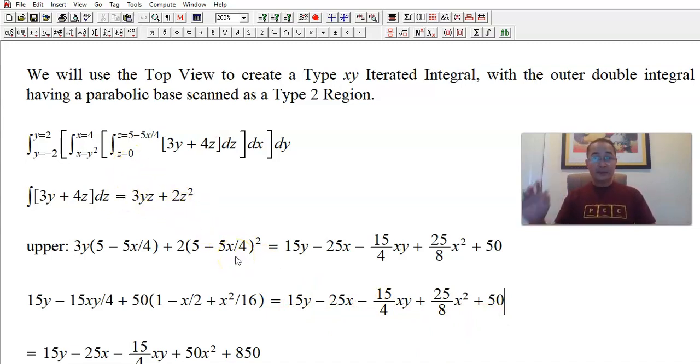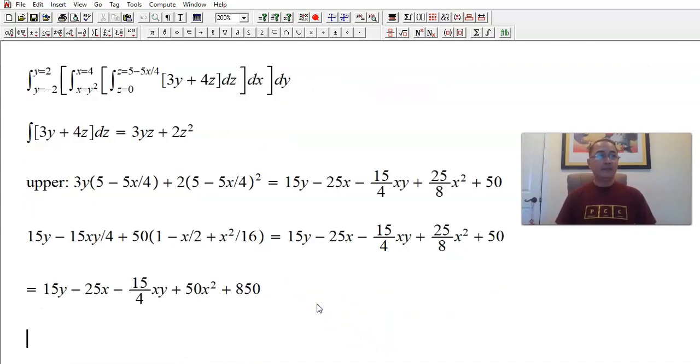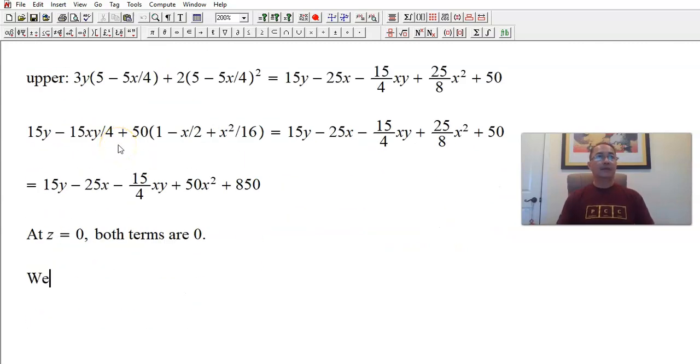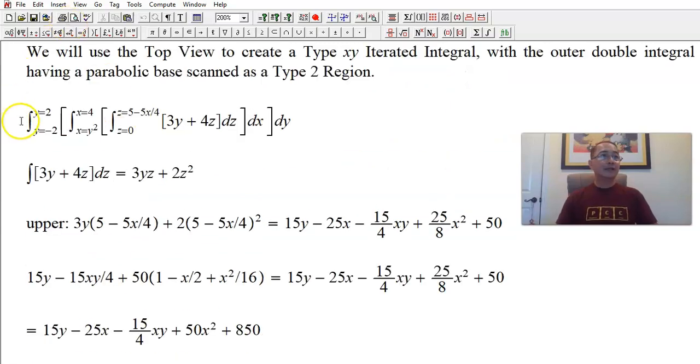So there are several advantages, I think, in doing it this way. We know how to do the rest. It's now just a double integral. So let's write that down at z equals 0. Both terms go away. Both terms are 0. So we are left with a double integral.